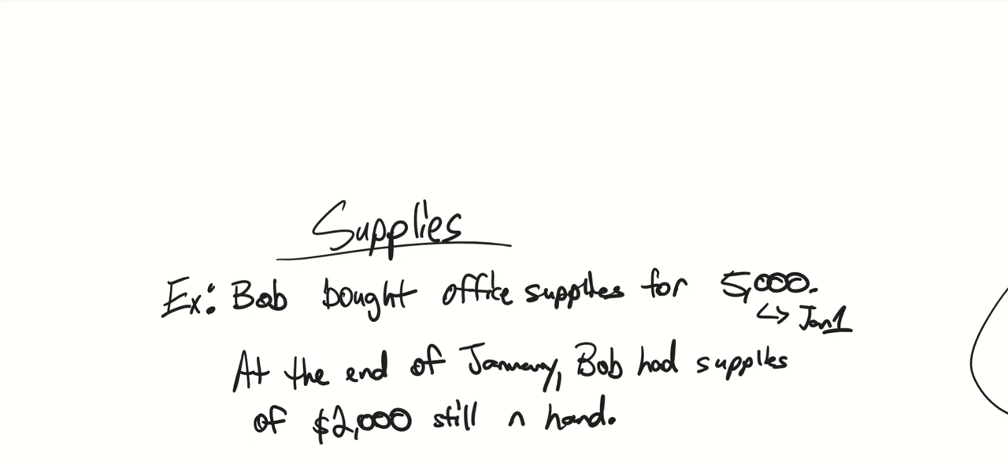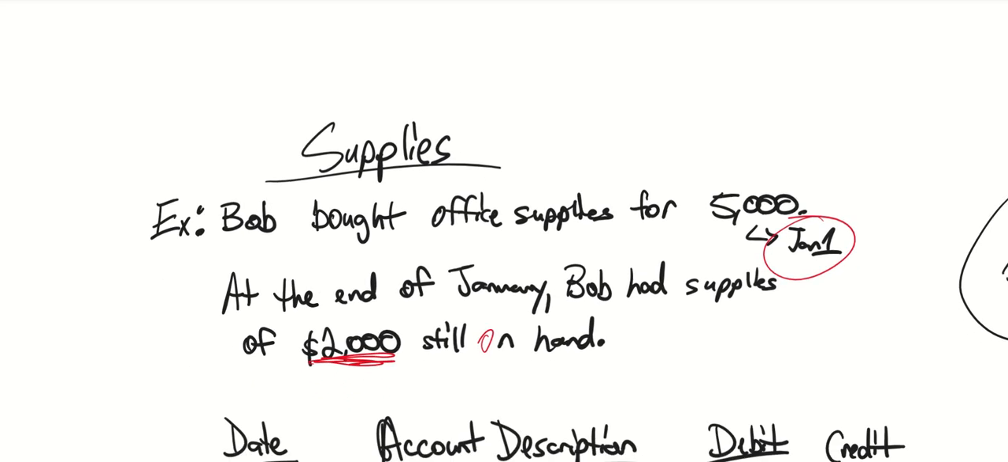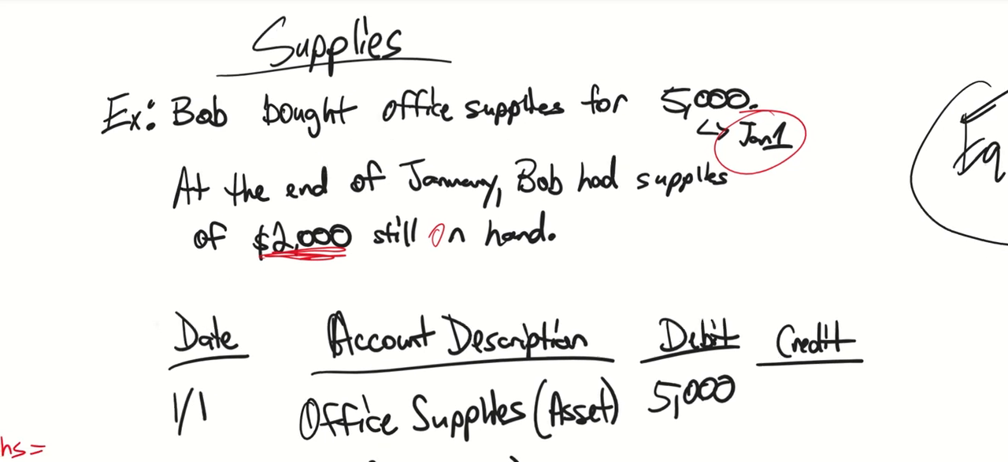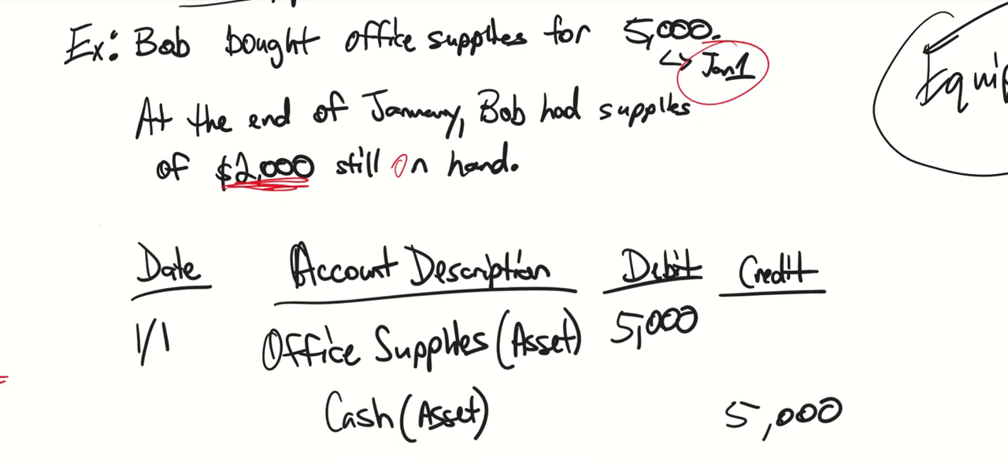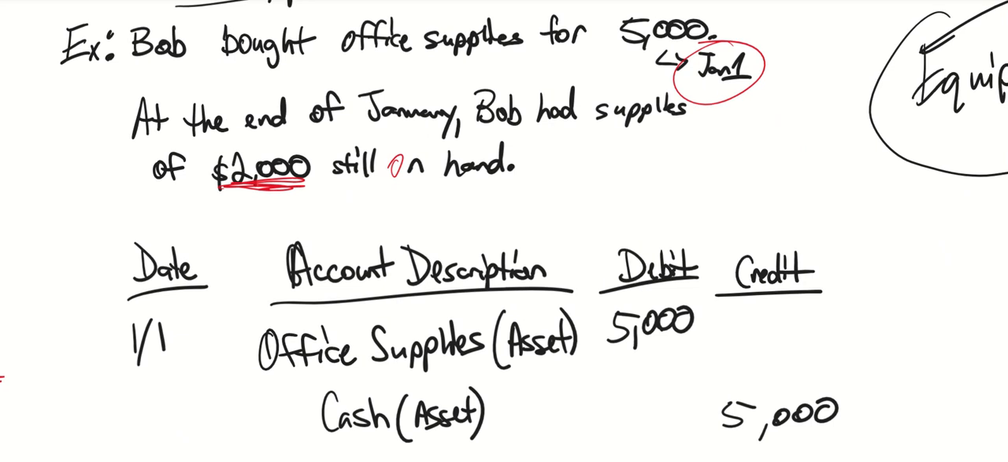So given this example here, Bob bought office supplies for $5,000 on January 1st. That's what we see here, January 1st. At the end of January, Bob has supplies of $2,000 still in hand. Okay, so pretty much he has supplies of $2,000 still on hand. So first thing we're going to do is recognize the acquisition of office supplies on January 1st. Okay, so January 1st, we're going to credit cash for $5,000. That's going to be a decrease in the balance in that account because cash did go out. Bob bought office supplies, and then what was it for? Yes, it was for office supplies.